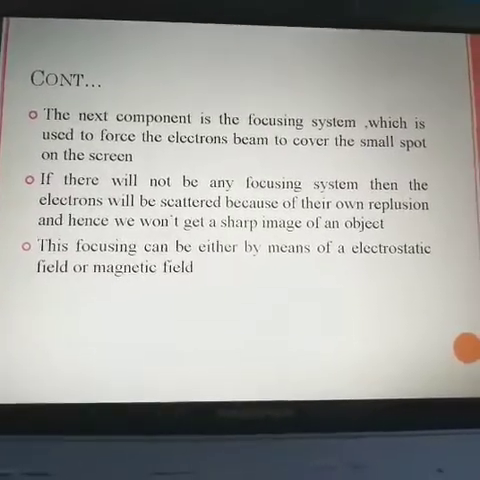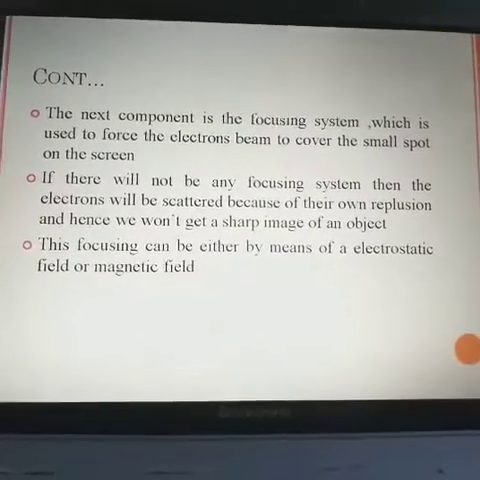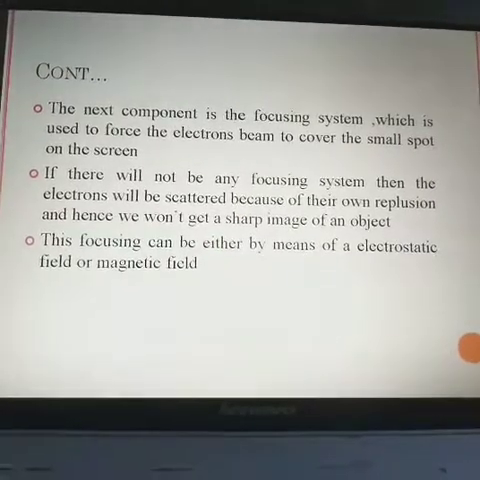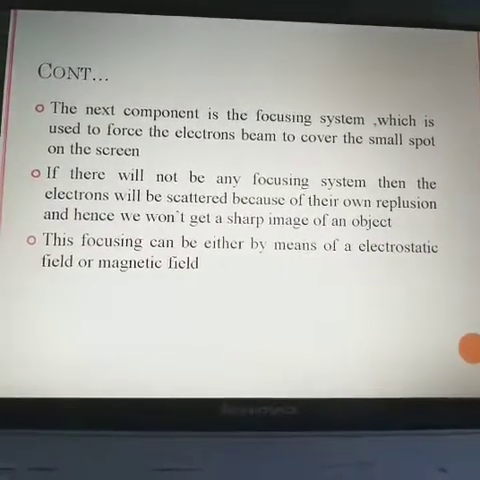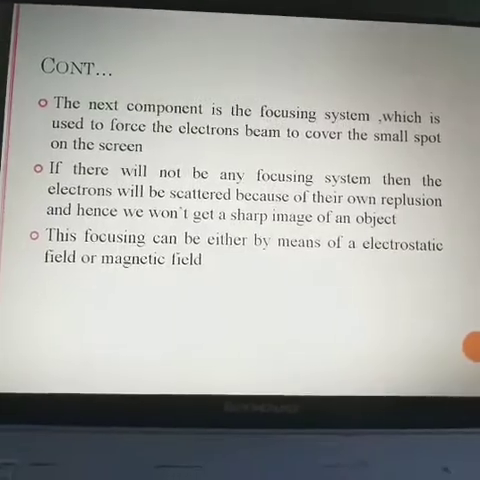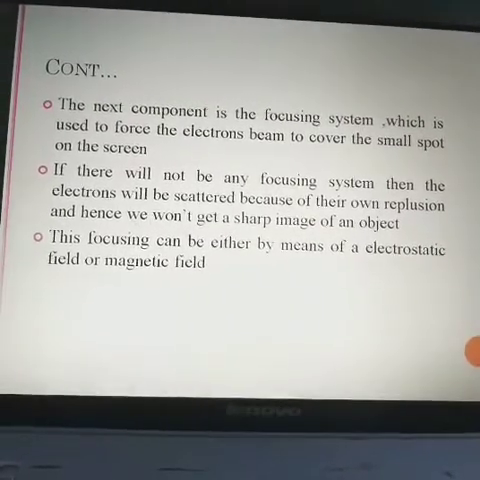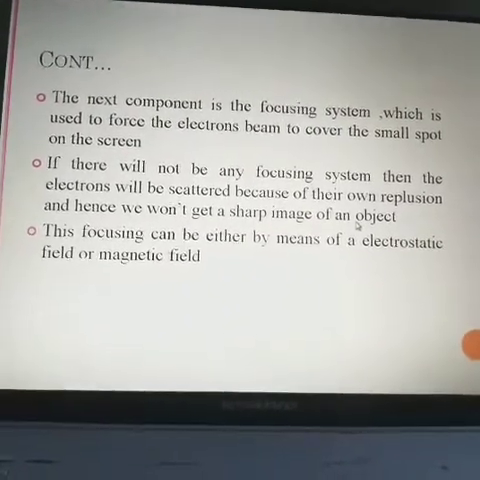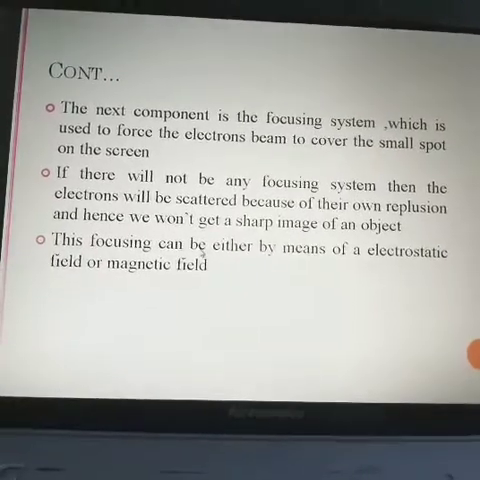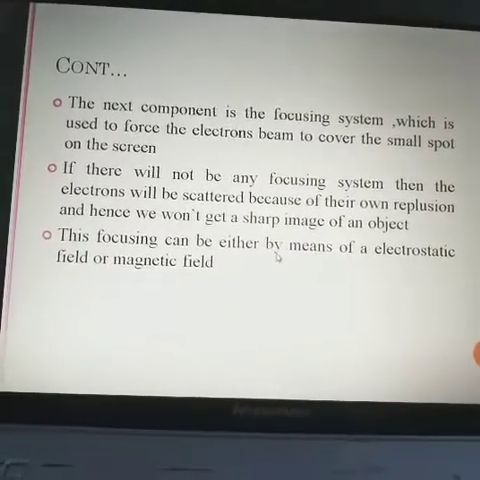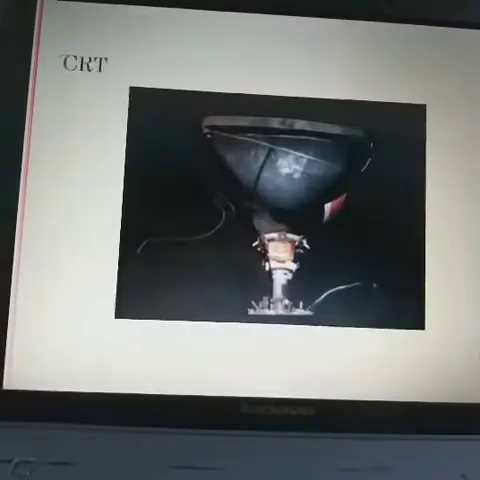Because of their own repulsion, electrons are negatively charged, so they repel each other. Because of their own repulsion, we would not get a sharp image of an object. So this focusing can be done either by means of an electrostatic field or a magnetic field.